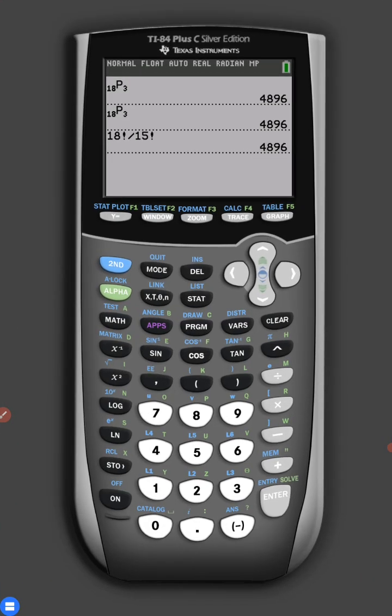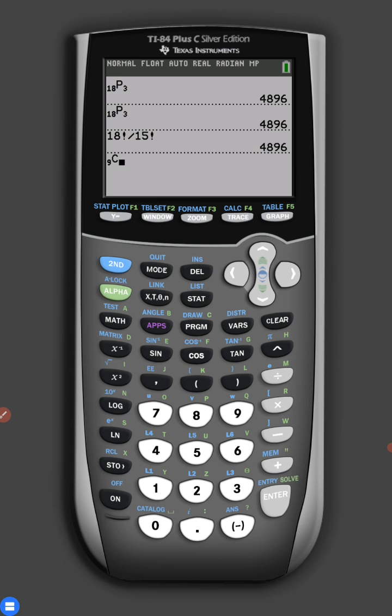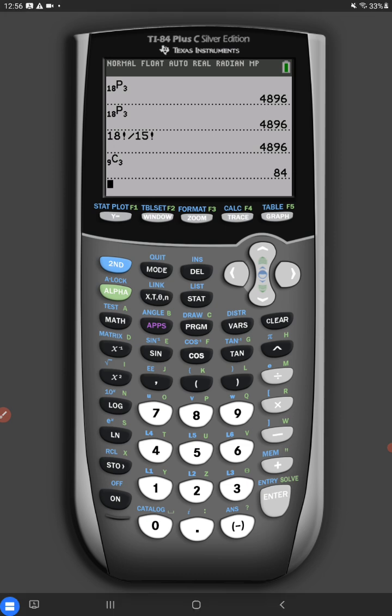Okay? So there were 9 total toppings, so I'm going to click 9. I'm going to go to math, probability. This time, instead of nPr for permutation, I'm going to click nCr for combination. Okay? So if I had 9 total toppings, and I am choosing 3 of them, and I don't care about the order, there are 84 different options for how I could build a hamburger. Okay? So what you will find is that there are always fewer combinations than there are permutations.